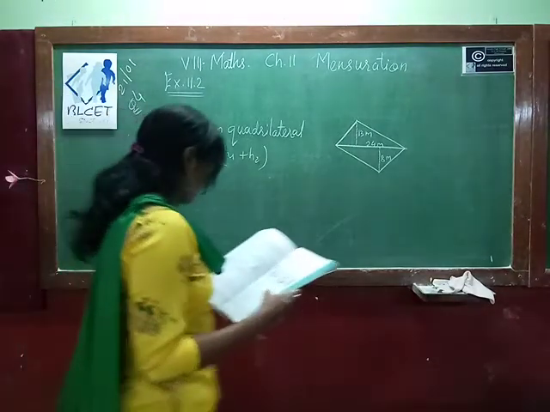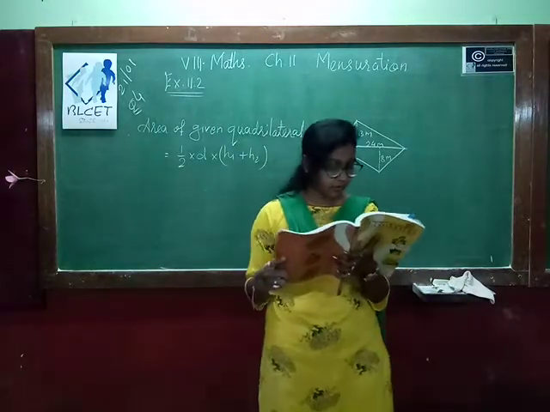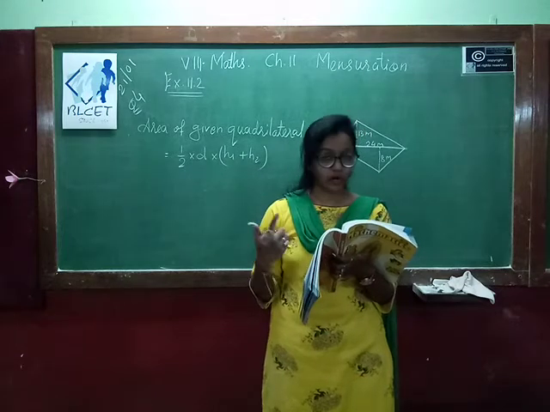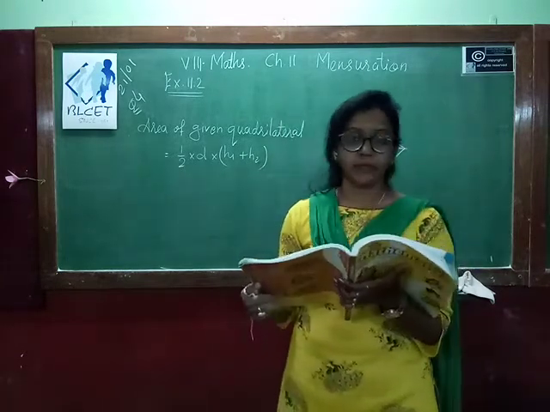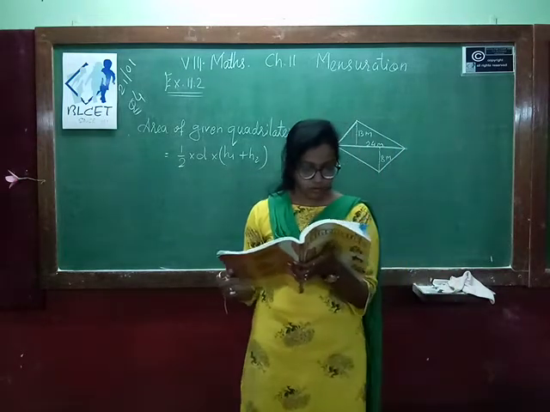Question number 3, students, you can try to do by yourself. All the data are given to you. Parallel sides measurement is given, height is given. Simply you have to substitute the values in the formula. So question number 3, try to do by yourself. Any query you can ask me. Move on to the fourth question.